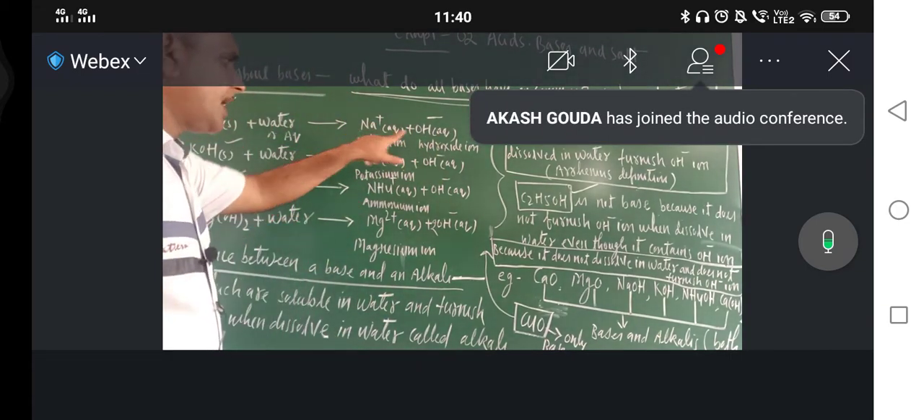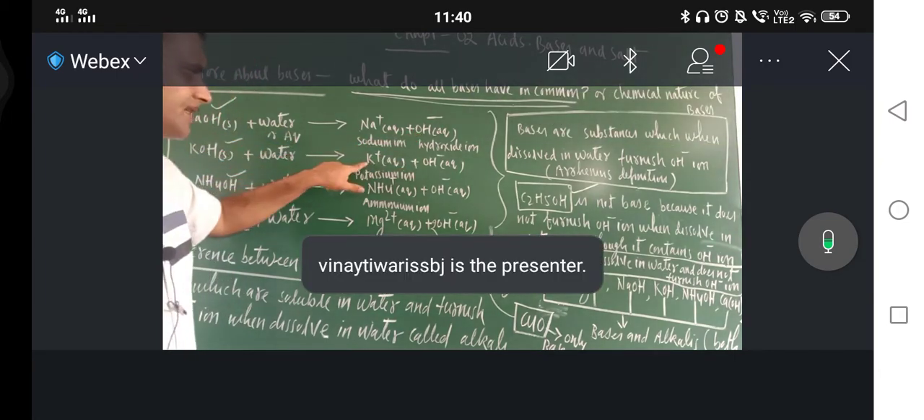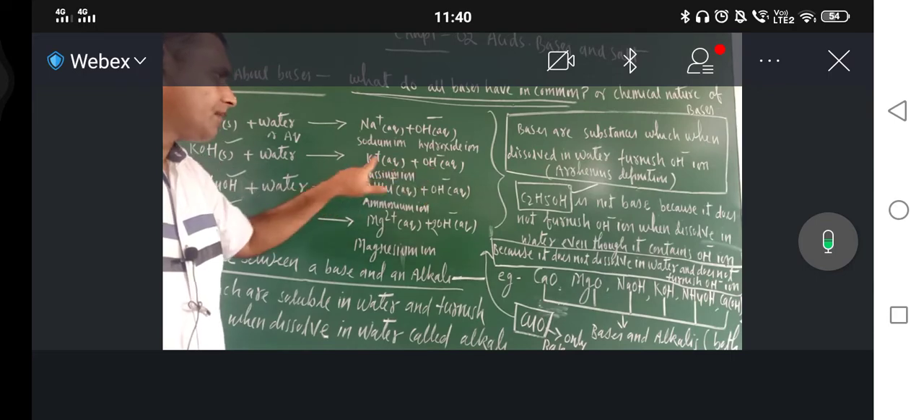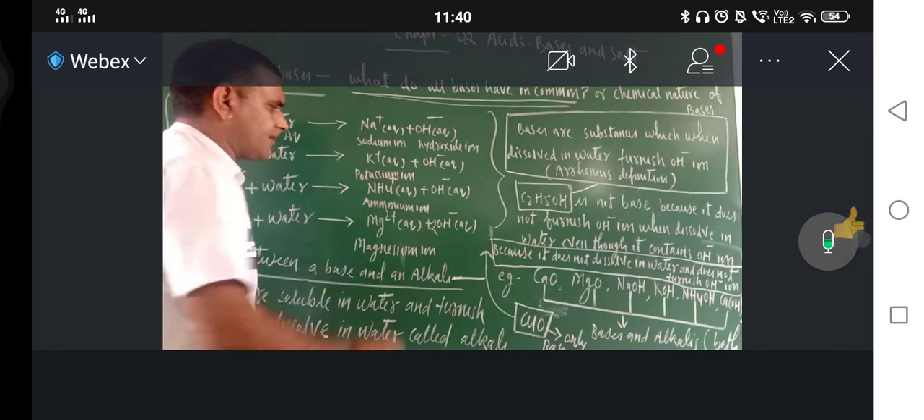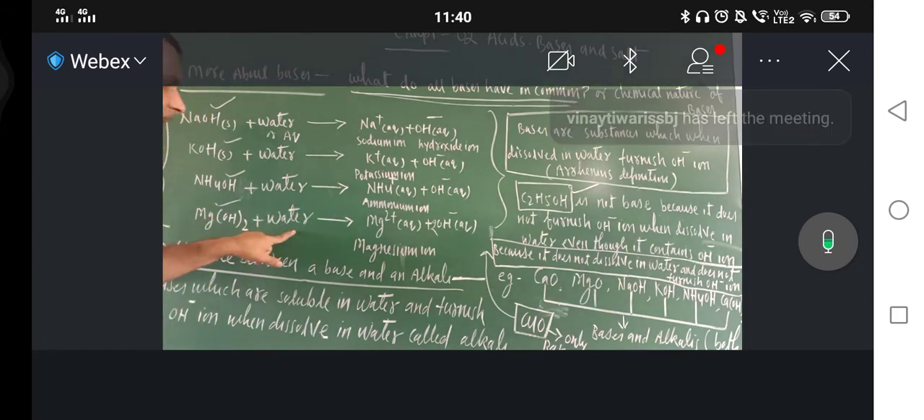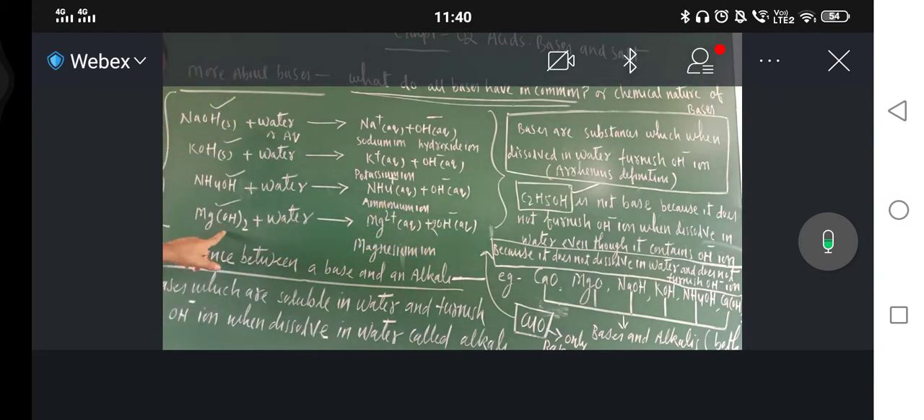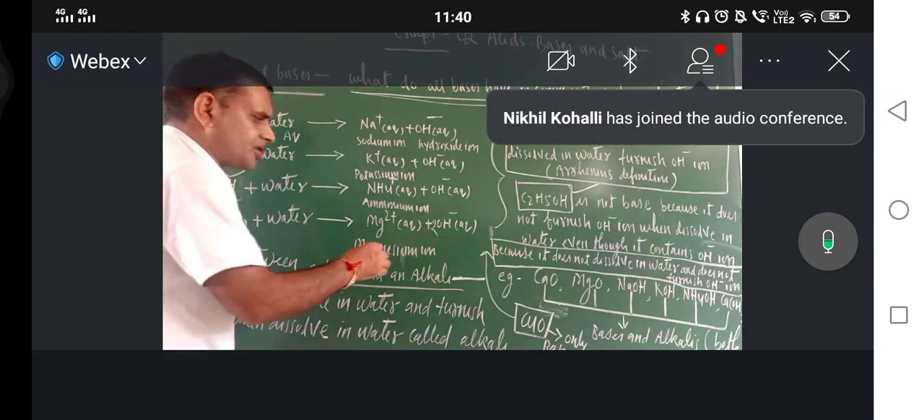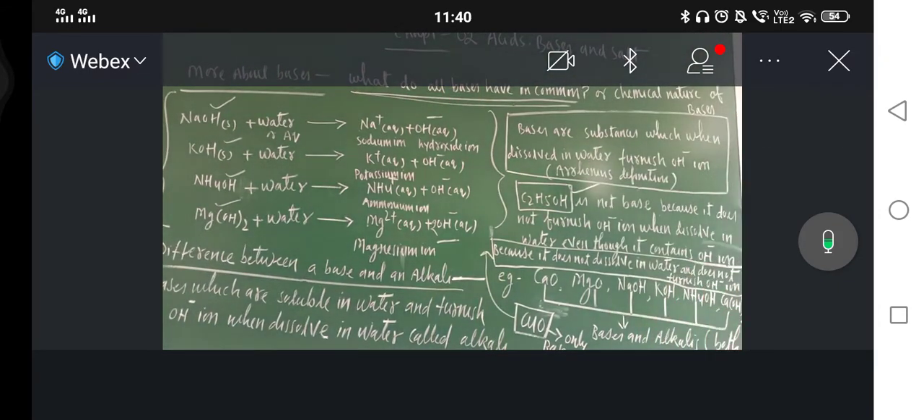This is the sodium ion, and this is hydroxide. In the case of KOH, this is the potassium ion and hydroxide ion. NH4OH plus water gives NH4 single positive and OH negative, the ammonium ion. This is magnesium hydroxide and water. This gives Mg2 positive and 2 OH negative, because here 2 OH is there. So this is the magnesium ion and 2 hydroxide ions.